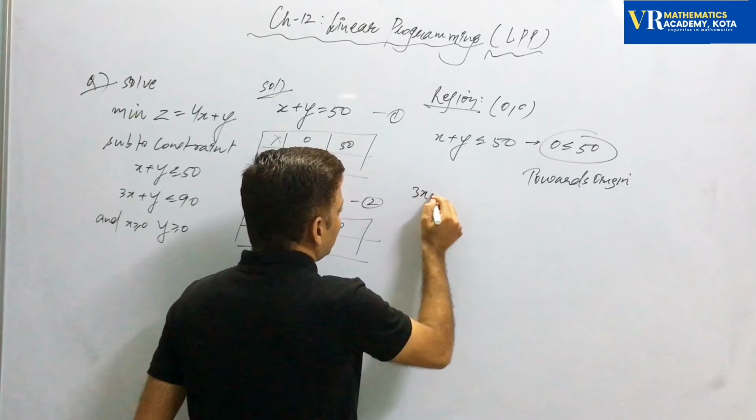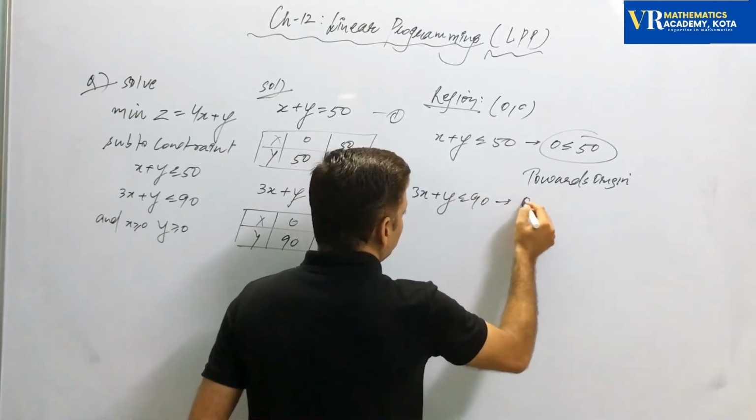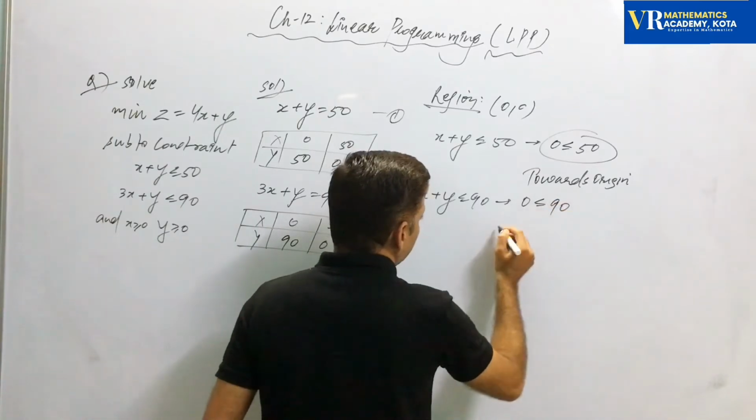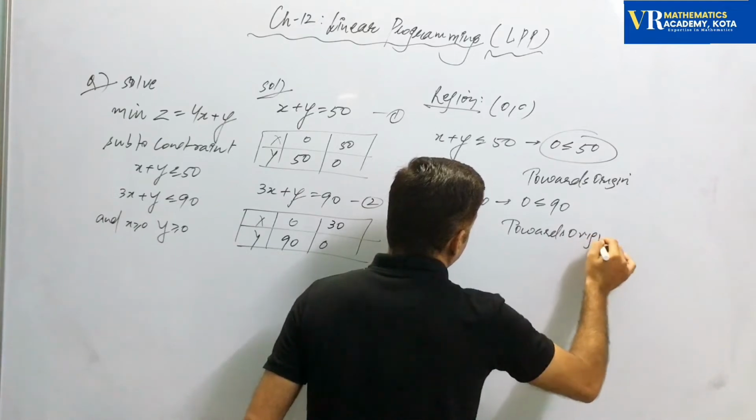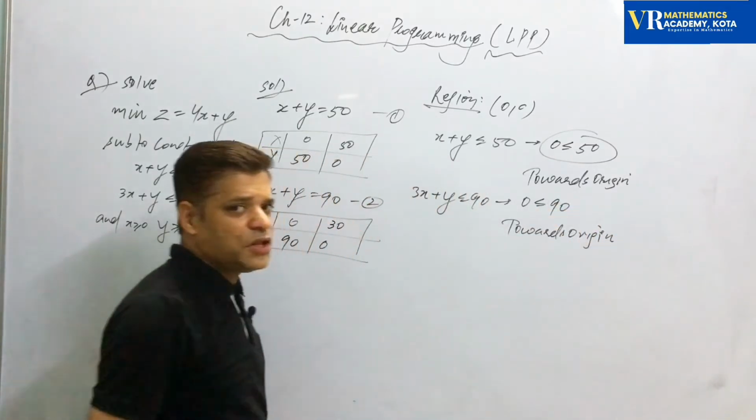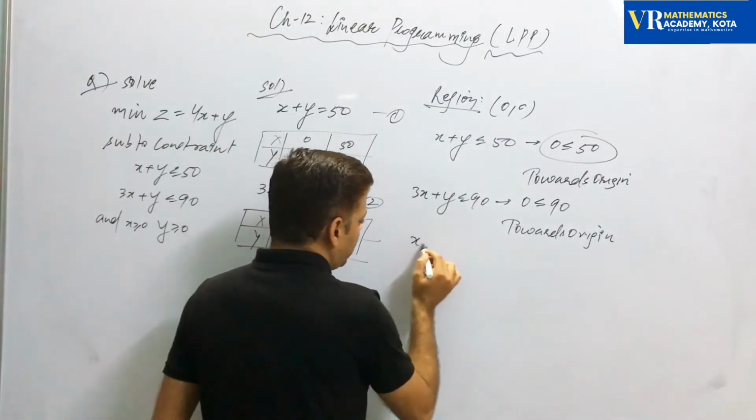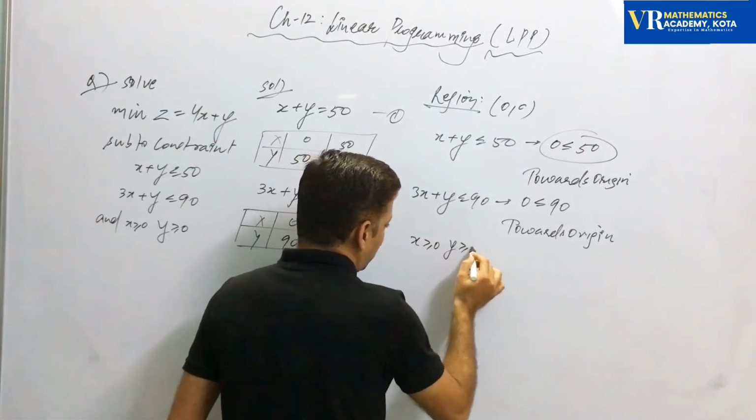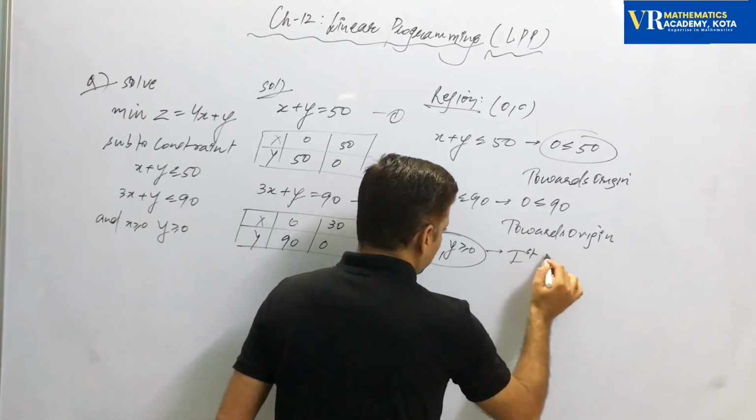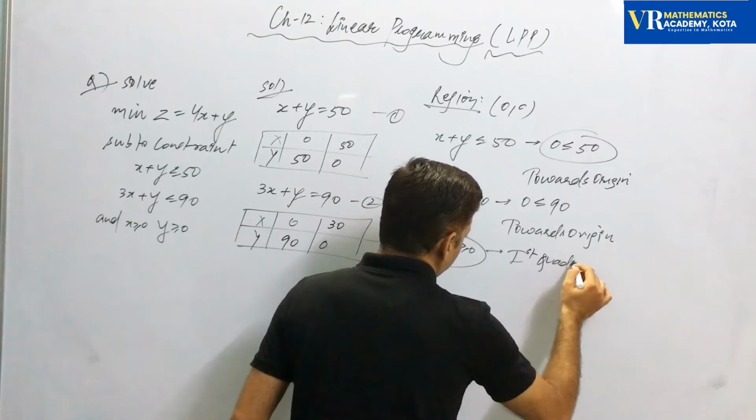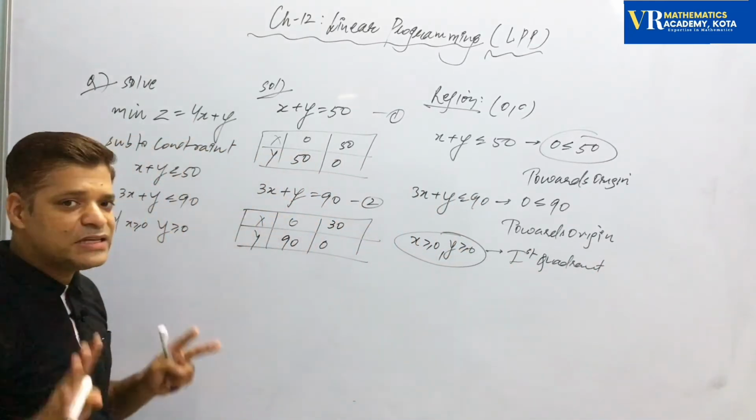In a similar way, for the second inequality 3x + y ≤ 90, we put (0, 0) and get 0 ≤ 90. Satisfied, so its region is also towards the origin. And the non-negative conditions x ≥ 0, y ≥ 0 combined show the first quadrant. So this is the region we find.